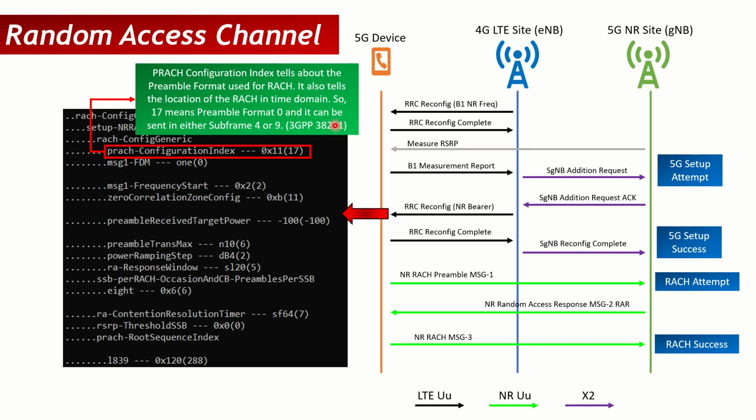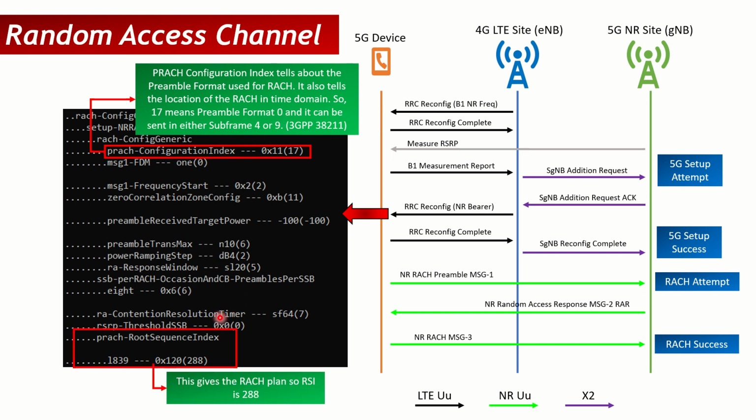And this is all defined in 3GPP 38.211. So if you look at the 3GPP table, there are multiple PRACH configuration indexes defined over there, and you can actually look at each value and find out the corresponding preamble format and the subframe location. Now this is the first thing.